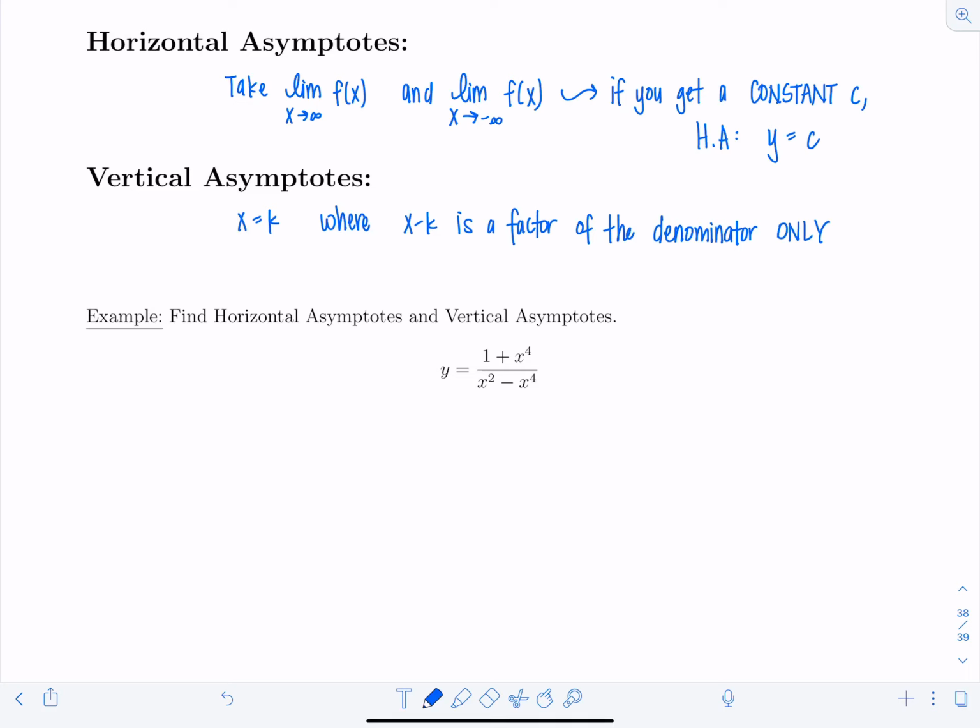Meaning x minus k is not a factor of the numerator as well. Your expression has to be in lowest terms in order for you to use this. And we'll look at an example because that's a very delicate situation.